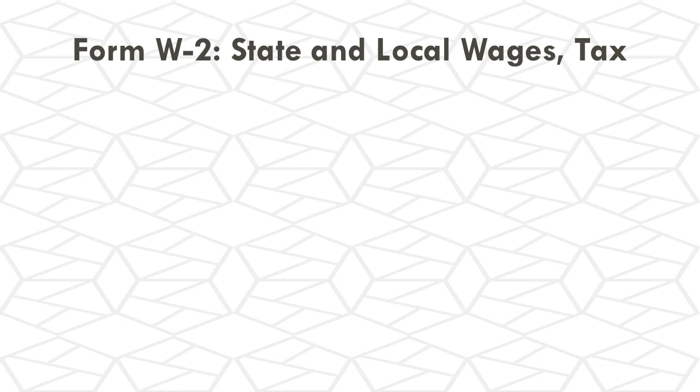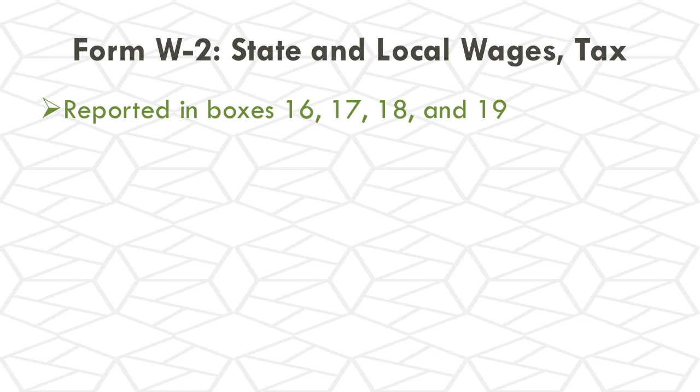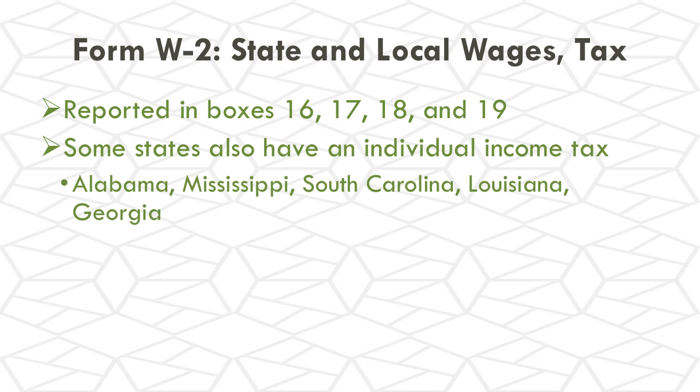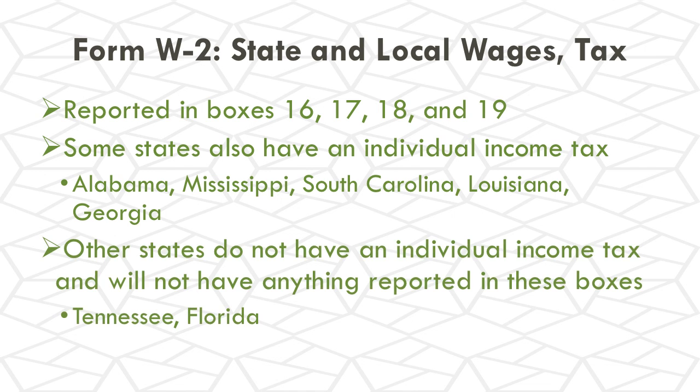Our next section would be state and local wages and tax, and that's going to be reported down in Box 16, 17, 18, and 19. Some states also have an individual income tax. So those would be Alabama, Mississippi, South Carolina, Louisiana, Georgia. There are many other states that also do. These are the more common ones that we will see at our sites, however. Some states do not have an individual income tax, and there will therefore not be anything reported in those boxes if that's where the taxpayer lives. An example of that would be Tennessee and Florida.